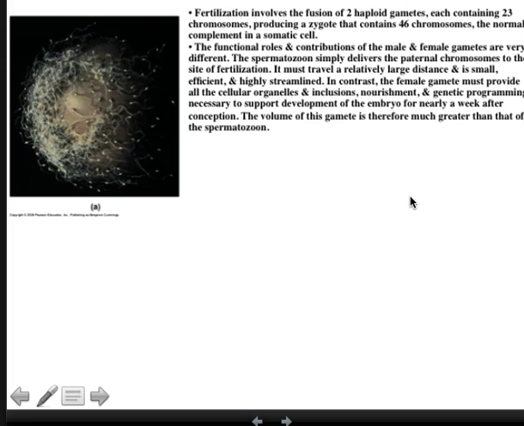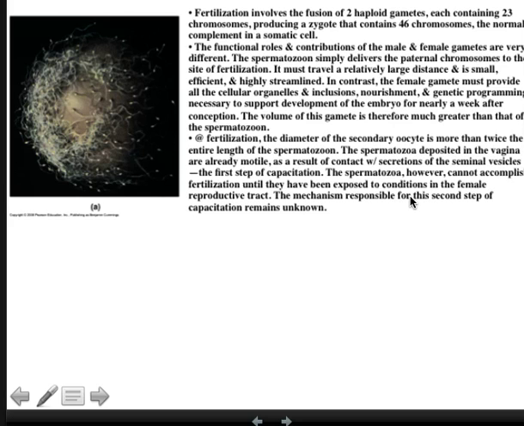In contrast, the female gamete provides all the cellular organelles, inclusions, nourishment, and genetic programming necessary to support the embryo for a week after conception. The volume of this gamete is therefore much greater than that of the sperm, and that has consequences with regard to ectopic pregnancy, as we've discussed.